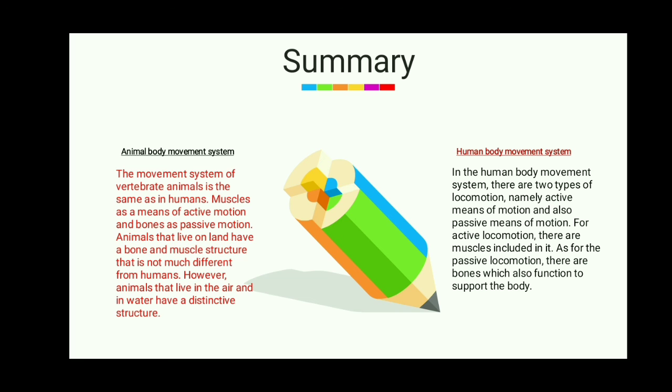And the human body movement system. In the human body movement system, there are two types of locomotion, namely active means of motion and passive means of motion. For active locomotion, there are muscles included in it. As for the passive locomotion, there are bones which also function to support the body.